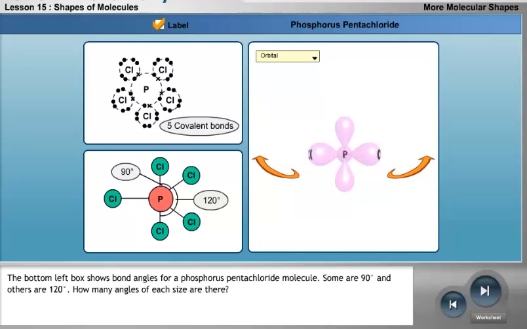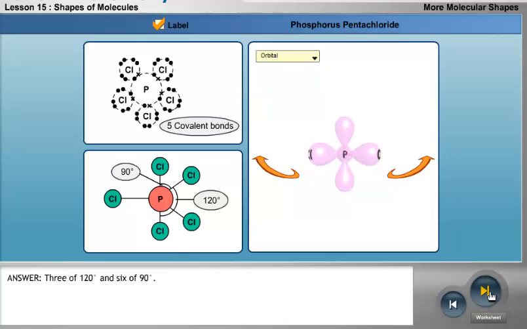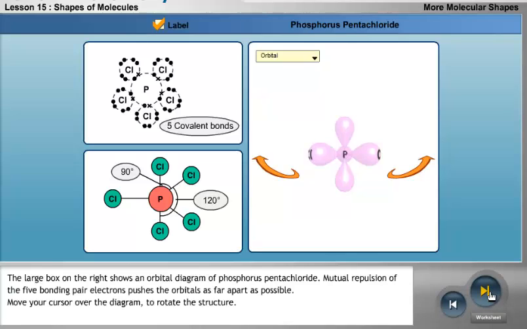How many angles of each size are there? Answer: 3 of 120 degrees and 6 of 90 degrees. The large box on the right shows an orbital diagram of phosphorus pentachloride. Mutual repulsion of the 5 bonding pair electrons pushes the orbitals as far apart as possible. Move your cursor over the diagram to rotate the structure.